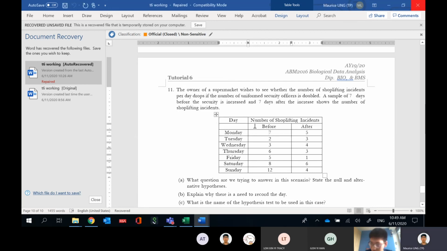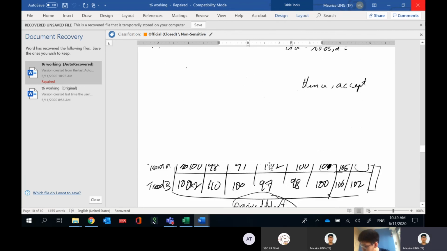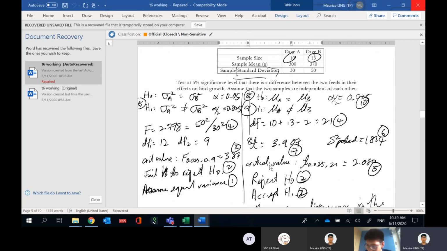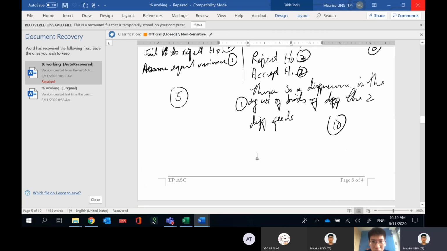So just to clarify, for question 6 of the tutorial, when we are calculating the F critical value using the F table, can we write the order of the degrees of freedom as F, 0.025, comma 9, comma 12? Cannot. Because the 2 degrees of freedom are not swappable, remember? This is what I keep mentioning just now.